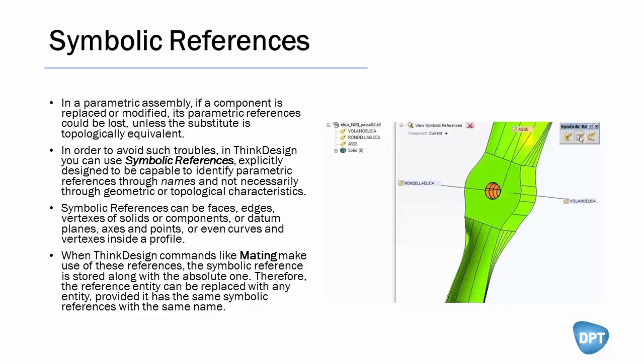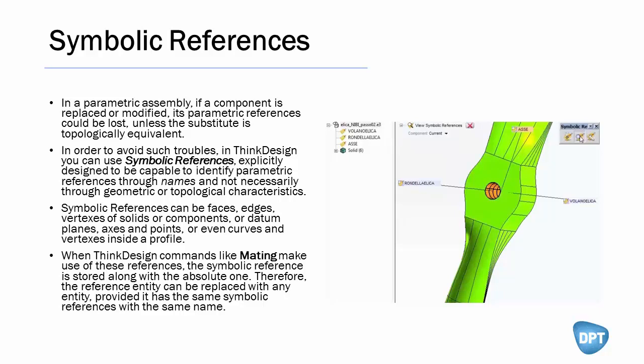To avoid such troubles, in ThinkDesign you can use symbolic references, which are capable to identify parametric references through names. So it is possible to define any geometric entity created through a parametric operation as a symbolic reference. Symbolic references can be faces, edges, vertices of solids or components or datum planes, axes and points, or even curves and vertices inside a profile.